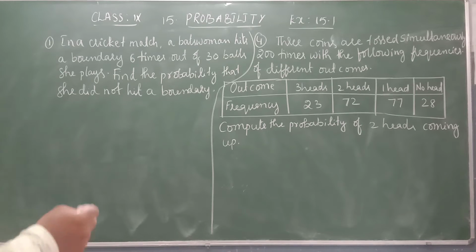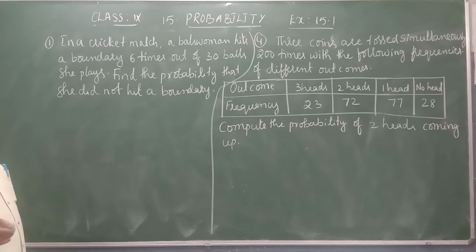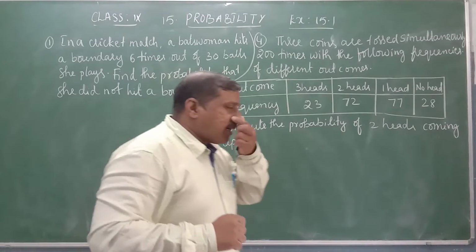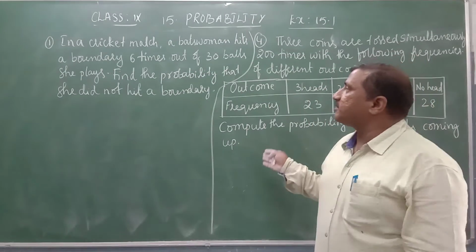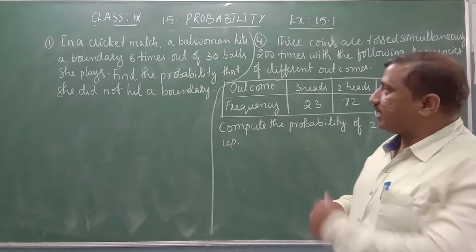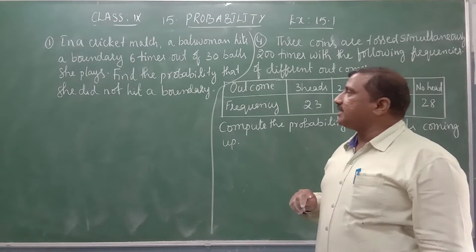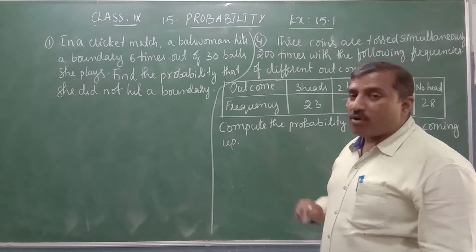Now we will discuss exercise number 15.1. First question. In a cricket match, a batswoman hits a boundary 6 times out of 30 balls. She played 30 balls. In those 30 balls, 6 times means for 6 balls she hit a boundary. Boundary means 4 runs. Find the probability that she did not hit a boundary.